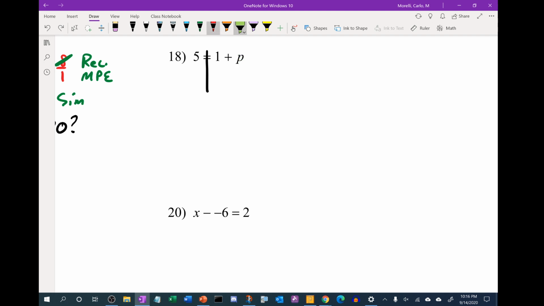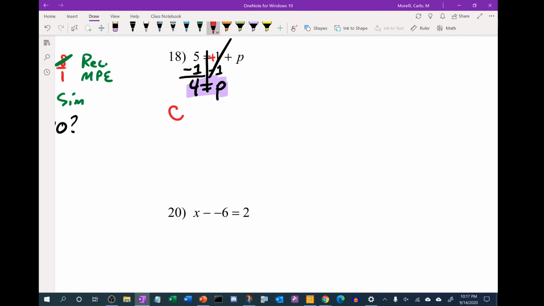So what do I do? Well, I need to do the inverse operation of addition. So I need to do the additive inverse of 1, which would be negative 1. So I'm going to do minus 1. But to stay in balance, because this is algebra, I've got to subtract 1 on the other side as well. Well, these cancel. 5 minus 1 is 4. So I think 4 equals p.